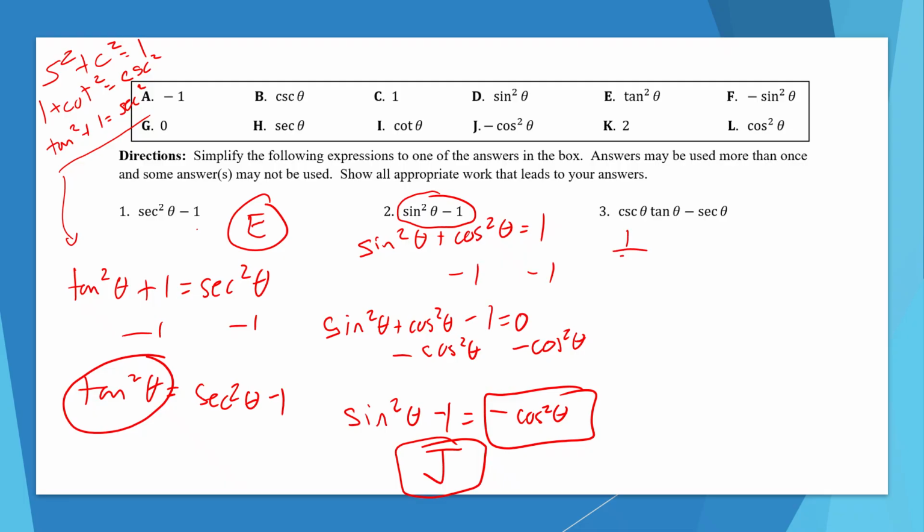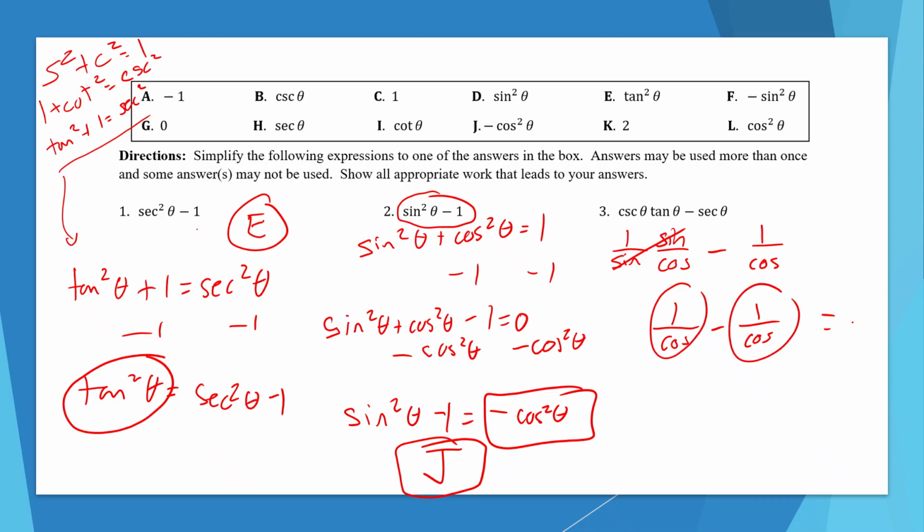Number 3, cosecant times tangent minus secant. Cosecant is 1 over sine. Tangent is sine over cosine, minus secant, which is just 1 over cosine. Here we can cancel this out. And so we should have 1 over cosine minus 1 over cosine, the same denominator. It's just the same thing minus each other. So this should just be equal to 0. So G should be your answer. You could also just combine like terms to get 0. So G should be the answer for number 3 there.